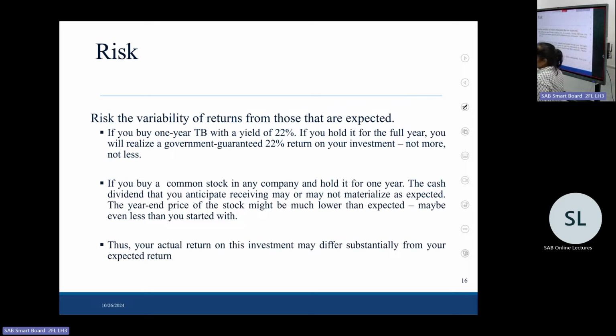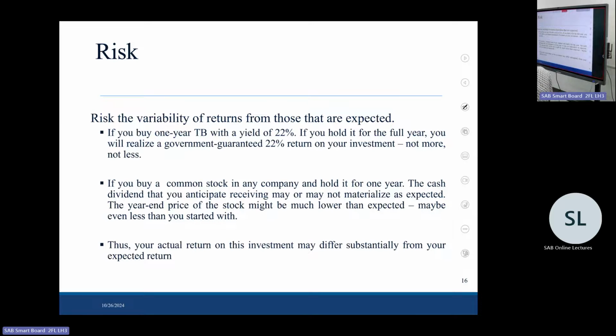So the next concept is risk. We discussed return and the calculation of the return. So the next concept is risk. So what is the risk? Simply, risk is the variability of return. In a very simple way, risk is the variability of return.